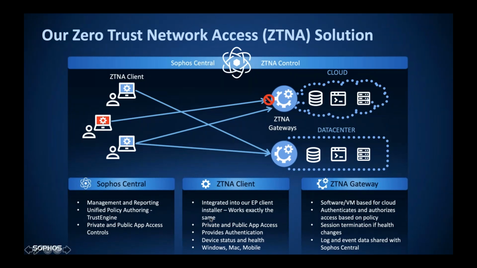So it's really a 3-piece solution. You've got Sophos Central as your pivotal reporting management solution. You've got your clients that can deploy alongside Intercept X to add the ZTNA app access capability, and you've got your gateways that you will deploy near your applications to secure them and verify and validate who's allowed access to what.